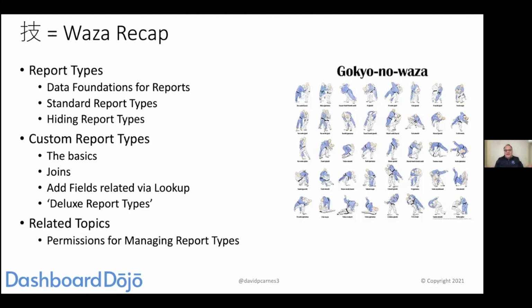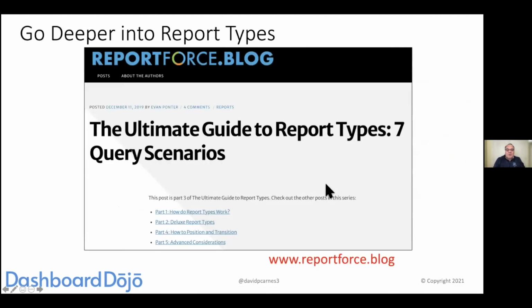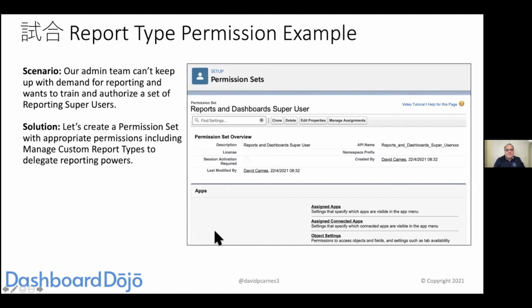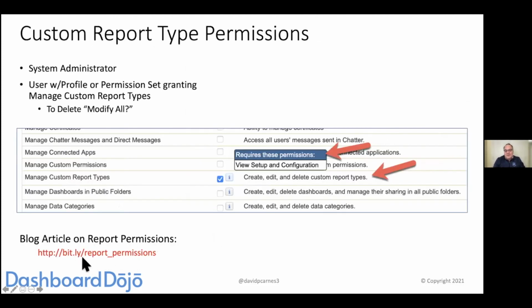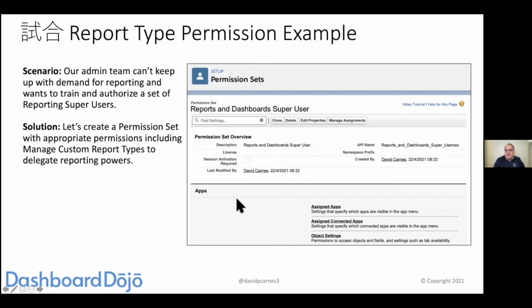We can pull data in and flatten it out, and we can relate up to 60 objects using that related via lookup capability. So we also spent a moment on permissions for managing report types, and Evan can drop that link in the blog. It's just the report permissions, the bit.ly report_permissions is a worthwhile read.